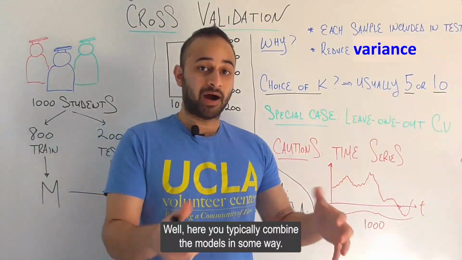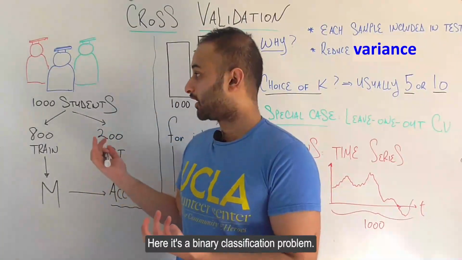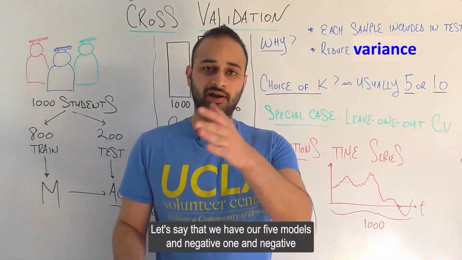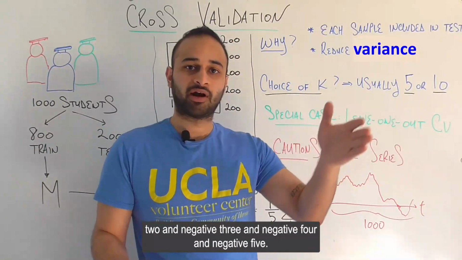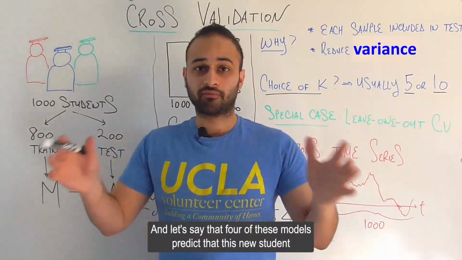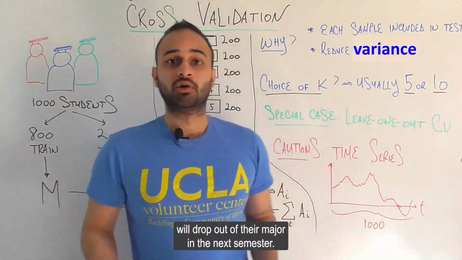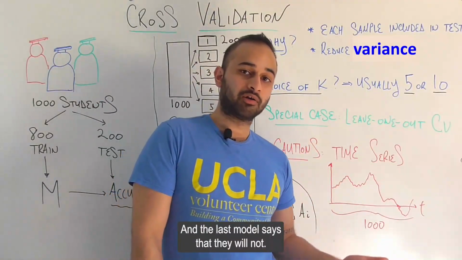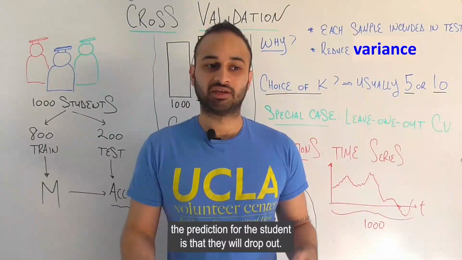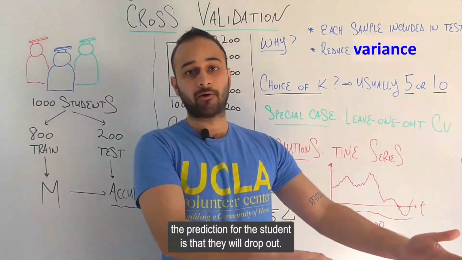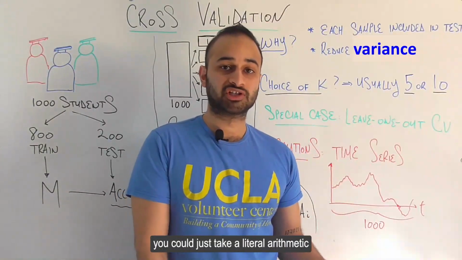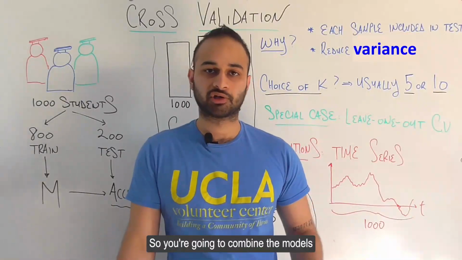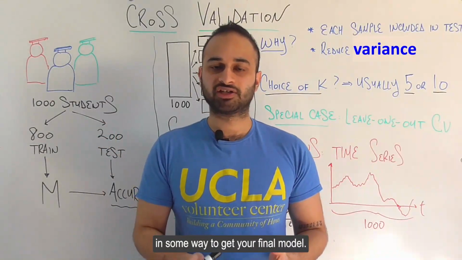Well, here you typically combine the models in some way. Here it's a binary classification problem, so it's relatively simple. Let's say that we have our 5 models, m-1, m-2, m-3, m-4, and m-5. And let's say that 4 of these models predict that this new student will drop out of their major in the next semester, and the last model says that they will not. We can just do a simple majority, and we can say that the prediction for the student is that they will drop out. If you're doing a regression example, you could just take a literal arithmetic average of your predictions from the 5 models and so on. So you're going to combine the models in some way to get your final model.